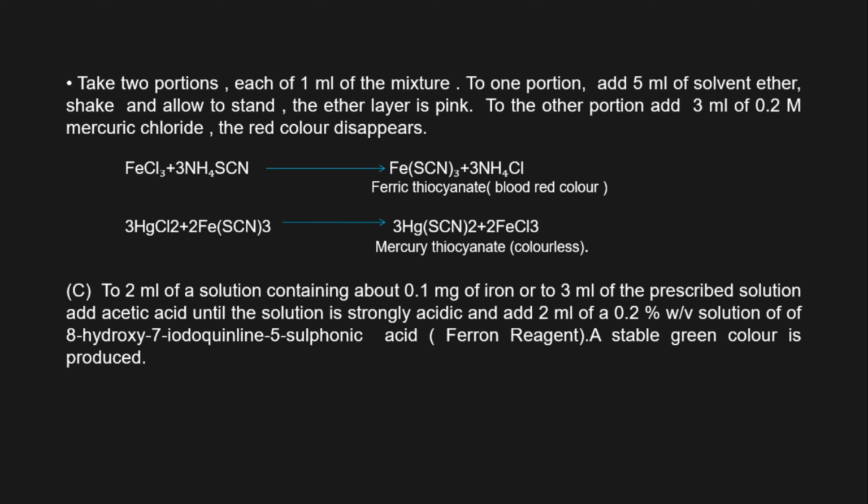The third method for identification of ferric ion is as under. To 2 ml of a solution containing about 0.1 mg of iron, or to 3 ml of the prescribed solution, add acetic acid until the solution is strongly acidic. Add 2 ml of a 0.2% weight by volume solution of 8-hydroxy 7-iodoquinoline 5-sulfonic acid, also known as Ferron reagent. A stable green color is produced.